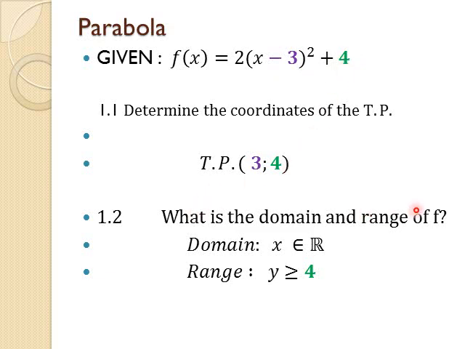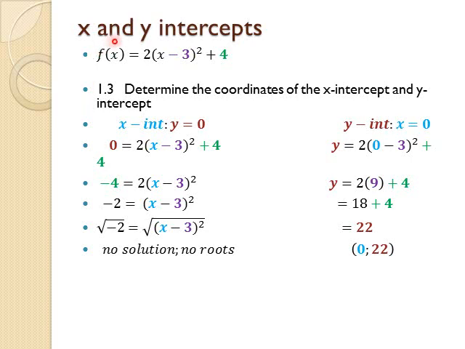Now domain and range. Domain: x is an element of the real numbers, as I said, that's the same for all parabolas. And the range: y greater or equal to 4. That I know because 2 times something squared is positive, so if it's positive, it's going to go up. Therefore, y is greater or equal to whatever value is given there.